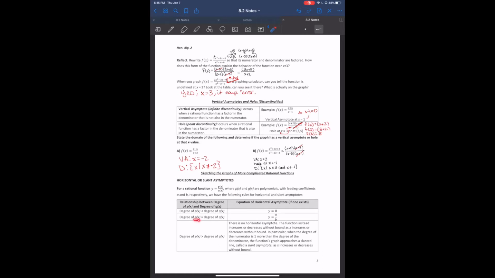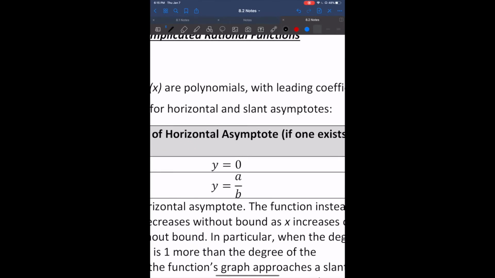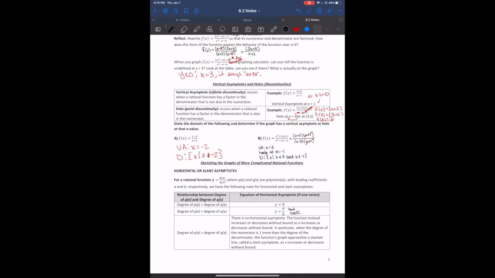If the degree of the numerator is equal to the degree of the denominator, then we have a horizontal asymptote at y equals a over b. Remember, these are the leading coefficients of your polynomial. So you're going to divide them or simplify, okay? And finally, if the degree of the numerator is greater than the degree of the denominator, there is no horizontal asymptote. You are going to have a slant asymptote, and the way we find this is by doing long division.